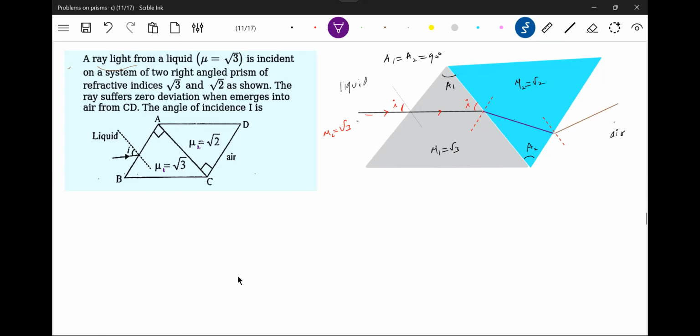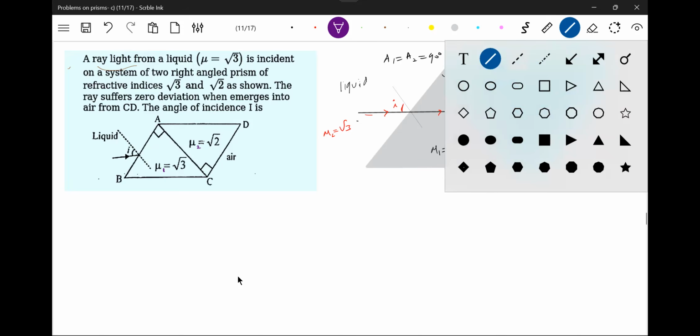So this angle will be 90 minus I. This angle will be R2. This angle will be 90 degrees. This is R3, and this is the emergent angle.